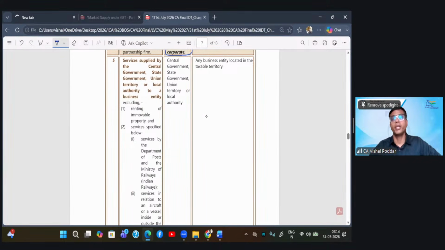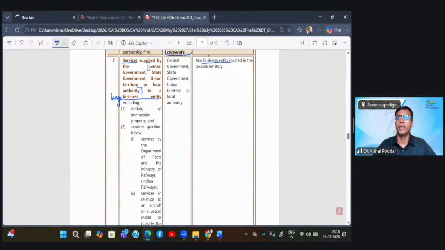Now comes a very important category, that is services given by government. Who are they? Central government, state government, union territory, local authority. Now again, when they are giving services to large business entity, again see why I am adding this word large, because when you go to the exemption notification, you will find that in exemption in all these cases, first is lawyer, second is arbitral tribunal, third is government. This particular exemption is common.